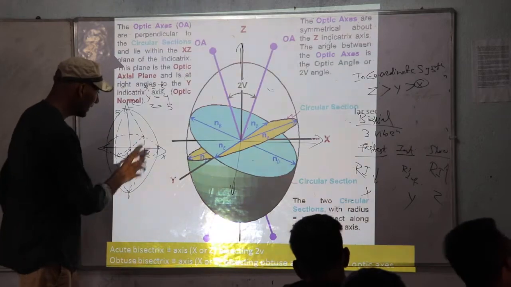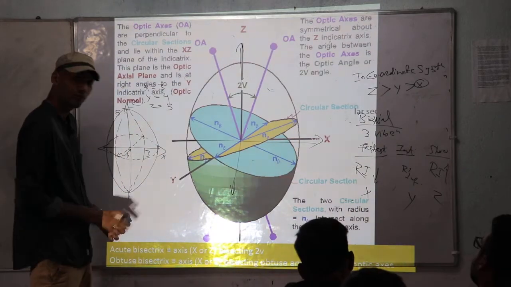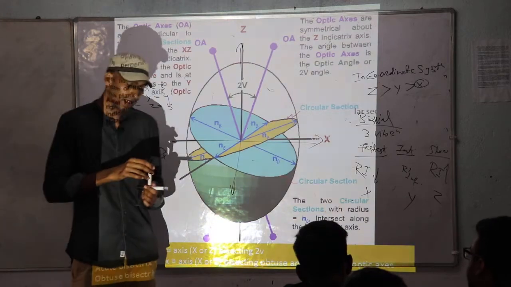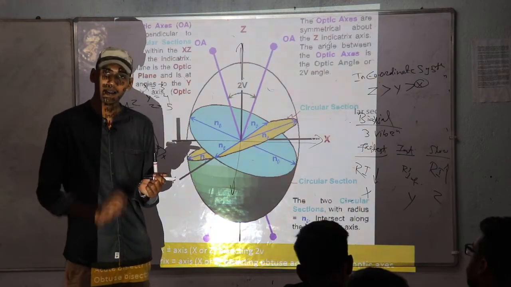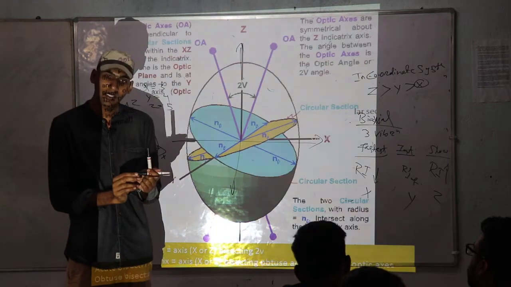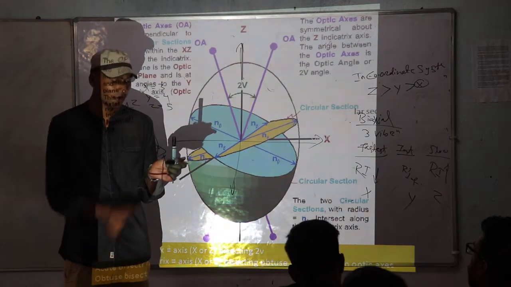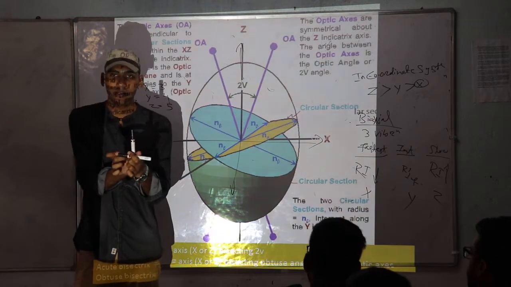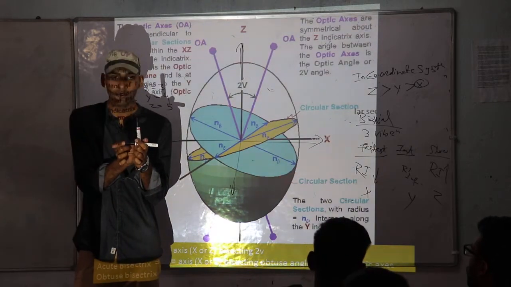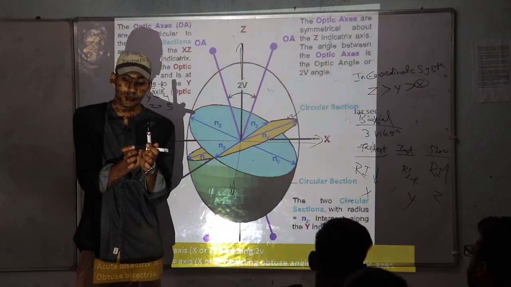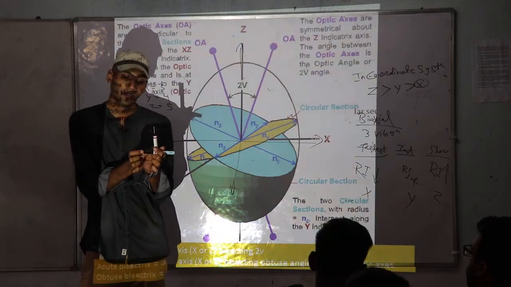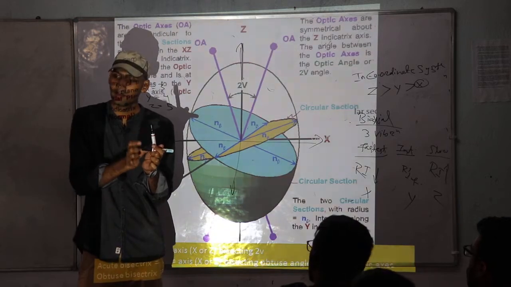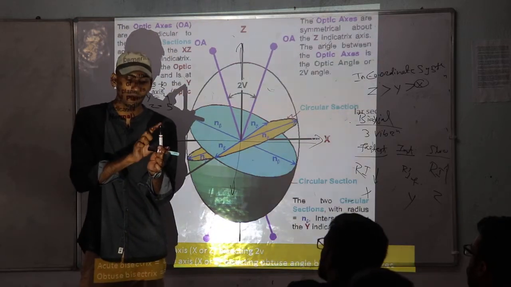Now see, if I am considering only the XZ plane, Z is the longest axis, X is the shortest axis, with values 3 and 5. This radius will be the magnitude of the refractive index. So I am joining 3 here and 5 here, and this line is joining between 3 and 5.